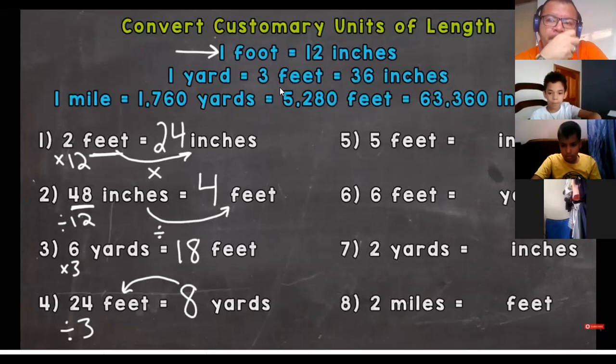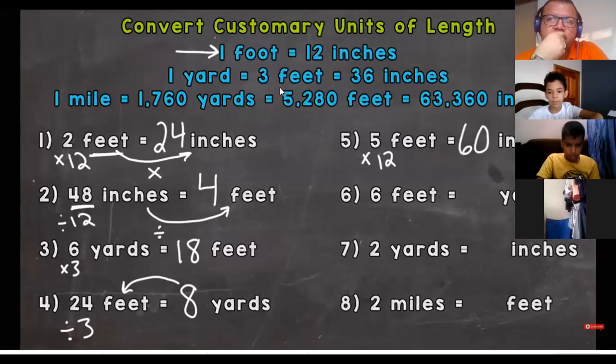Number 5, 5 feet equals how many inches? Well, each one of those feet has 12 inches, right? And I have 5 groups of 12. So I'm going to do 5 times 12, which gives me 60 inches.